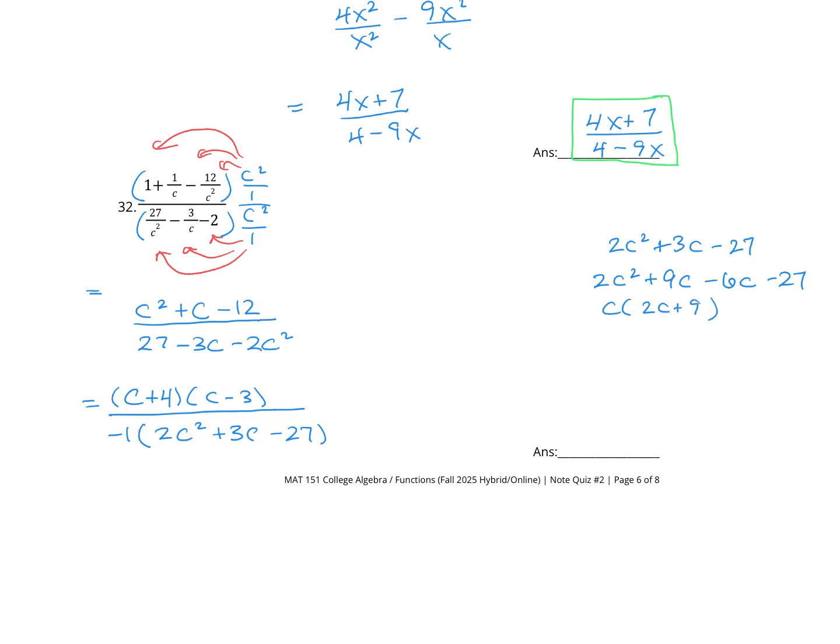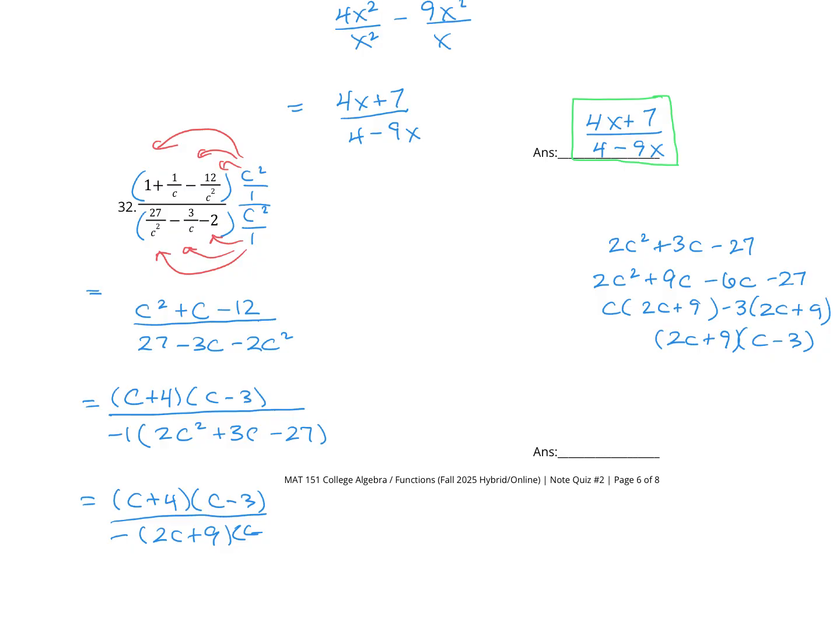Back there, I can factor out a 3. And I'm going to have 2c plus 9. I lost my c. So 2c plus 9 factors as 2c plus 9 times c minus 3. So that's going to go back over here. C plus 4, c minus 3 over top of negative 2c plus 9 and c.